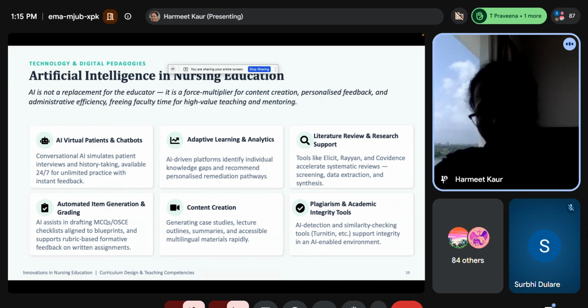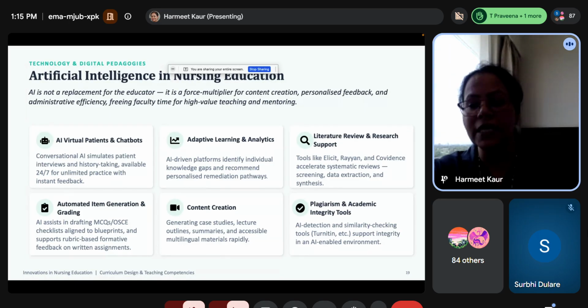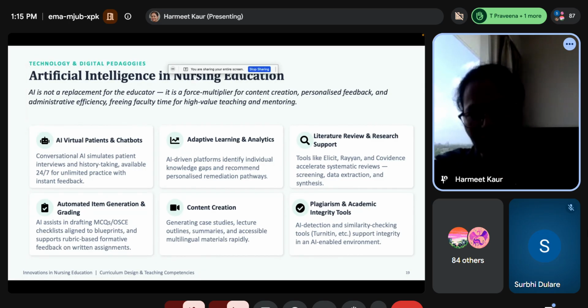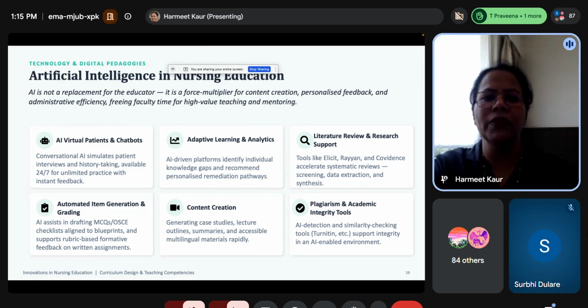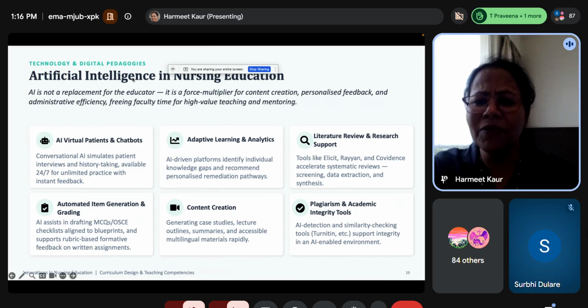In that, you can take the history also. It is AI based. The student understands what aspects of history they have to cover, and instant feedback is given by AI: in history you have asked about these things, but you have missed these things, which also should have been asked. Then adaptive learning and analytics.